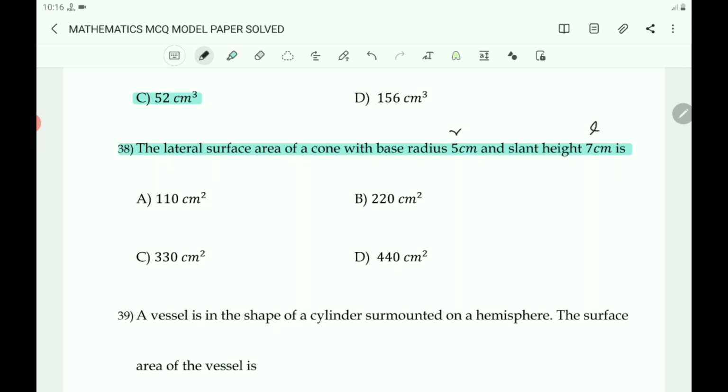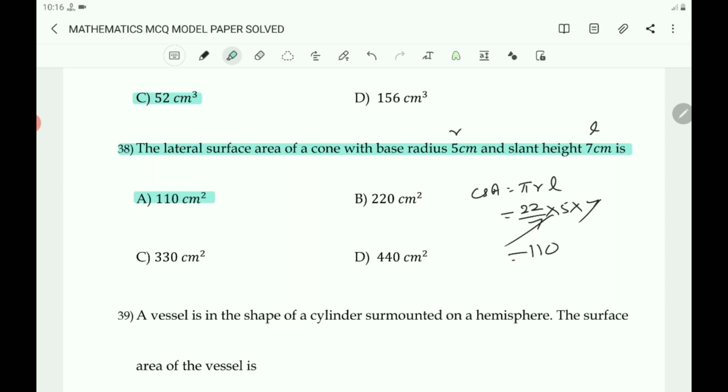You know the formula. That is CSA of cone equals what? Pi r l. That is, pi is 22 by 7, r is 5, l is 7. So these two cancel. 22 5s are 110. Then what is the answer here? Option A is the answer.